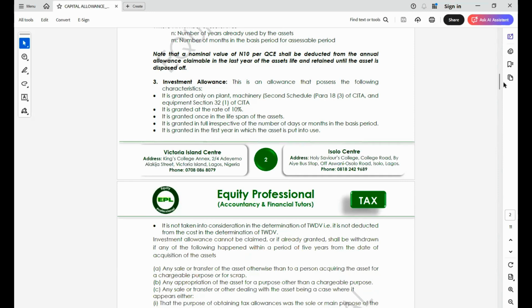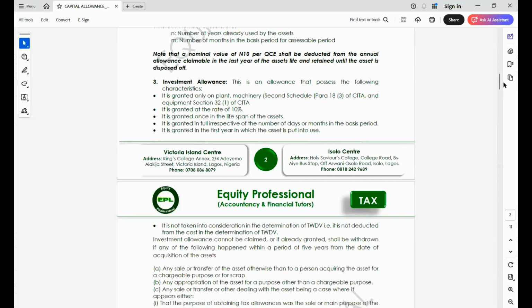This allowance is available on a particular category of asset. It's only available on plant, machinery, and equipment. Take note of it. So any asset apart from those categories is not going to qualify for investment allowance.